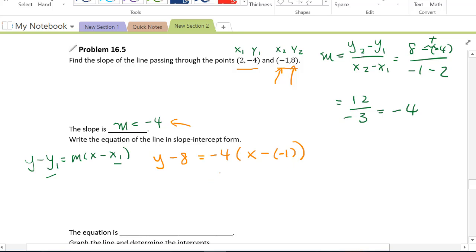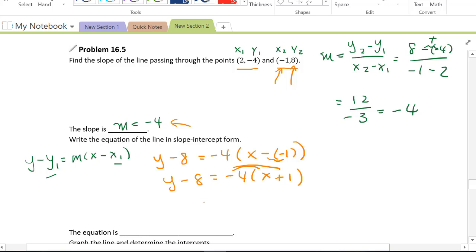Okay, so it looks like that. So what do we do? We distribute. Let's rewrite this over, and we're going to distribute the -4, right? -4 times x is -4x. Actually, before I distribute, let's simplify this a little bit, because here a negative turns into a positive, right? So let's do that first. Okay, so we're going to say that's +1. Now we're going to distribute.